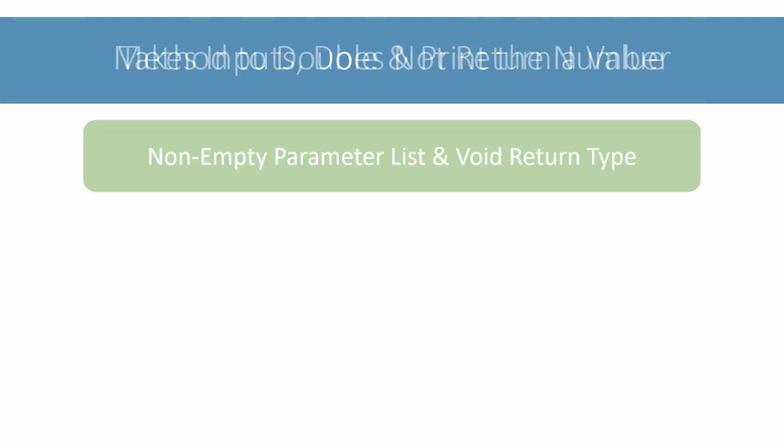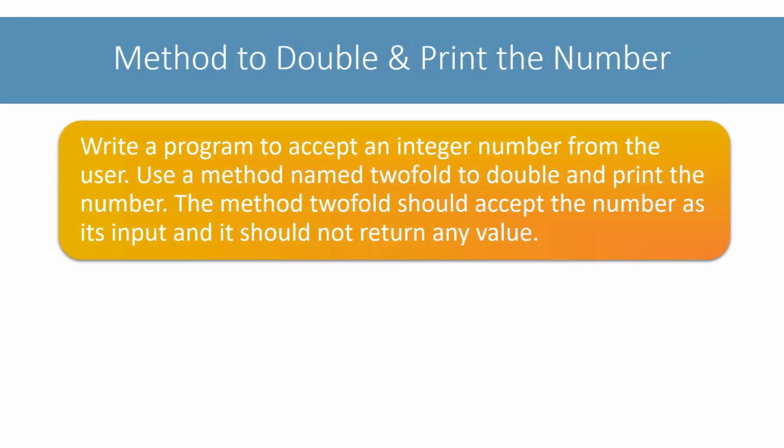The first question is this. Write a program to accept an integer number from the user. Use a method named twofold to double and print the number. The method twofold should accept the number as its input and it should not return any value.